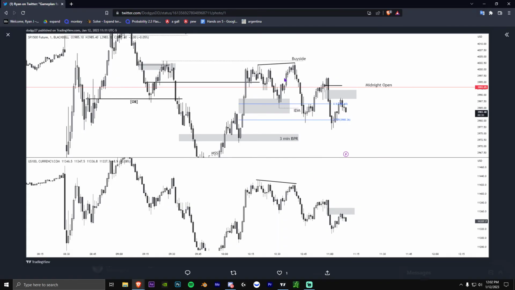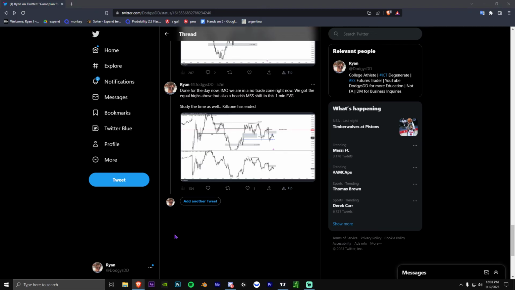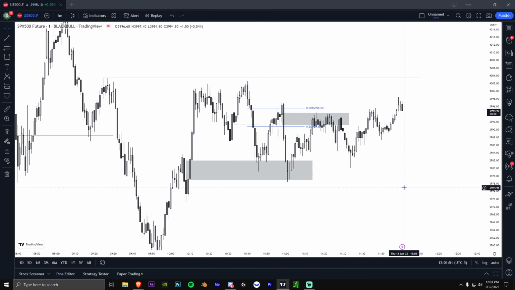We also had a divergence right here between NQ and ES, which is another reason why we dumped. So you can clearly see, I was calling all this out on my Twitter today, and I think it's really good to study.